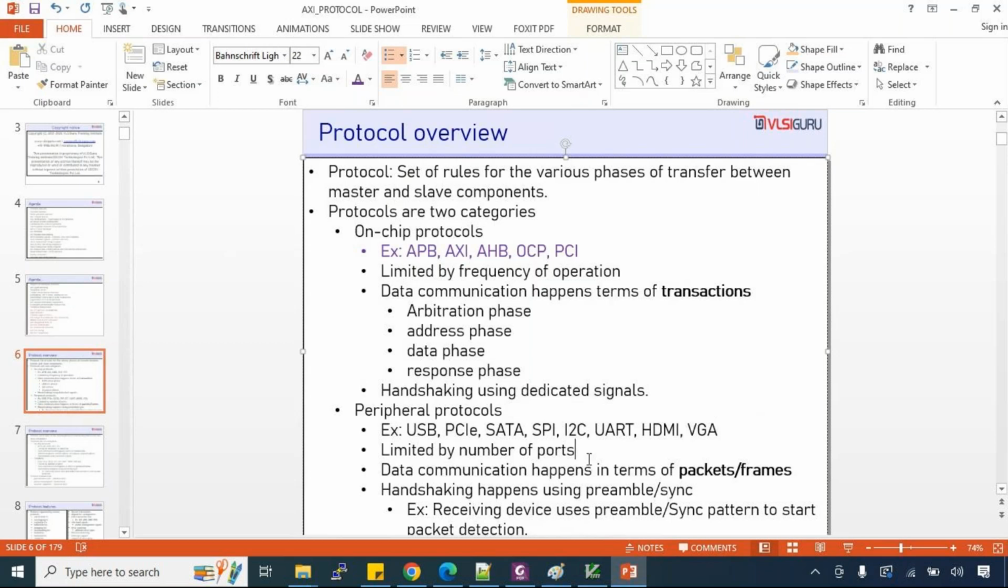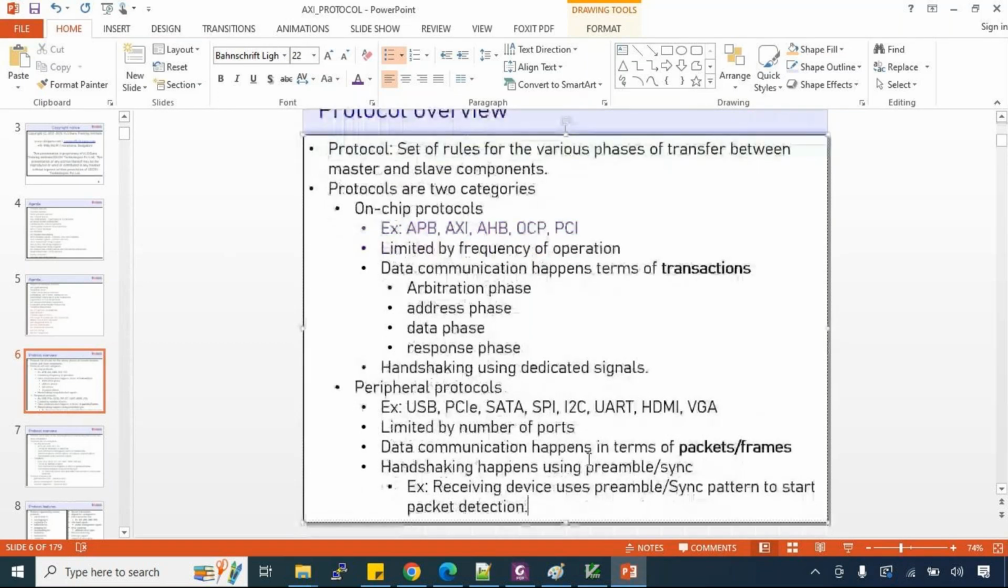What is the thing with peripheral protocols? They are limited by the number of ports, because imagine how many ports are there in USB. 4 lines are there if it is high speed. If it is super speed, 9 lines will be there.